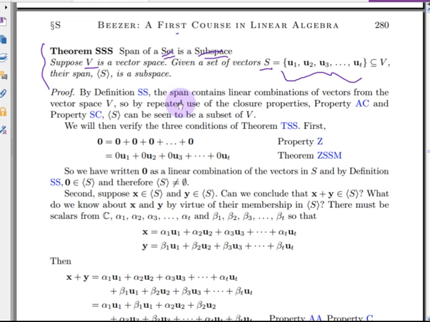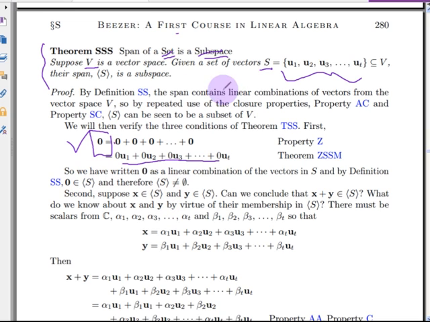Okay, so first of all, we can show that this is non-empty. There are various ways you can do this. Here in this way, he shows that we can write the 0 vector as a linear combination of these vectors where all the constants are 0. Okay, so the 0 vector is a vector. It's not an empty set. So we have a set that's non-empty. We have the span is non-empty.